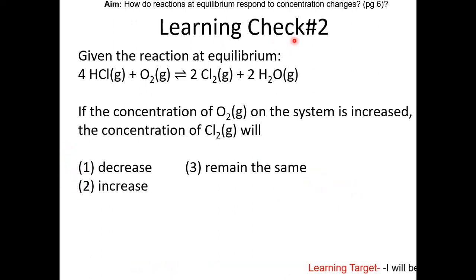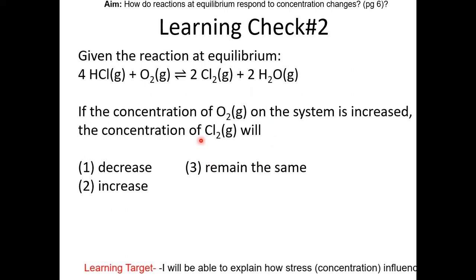In learning check number 2, the concentration of O2 is increased. What will happen to the concentration of CO2? Pause the video and resume once completed. From the previous learning check, the reaction will shift right. Since CO2 is on the right side of the chemical equation, on the product side, it will increase.